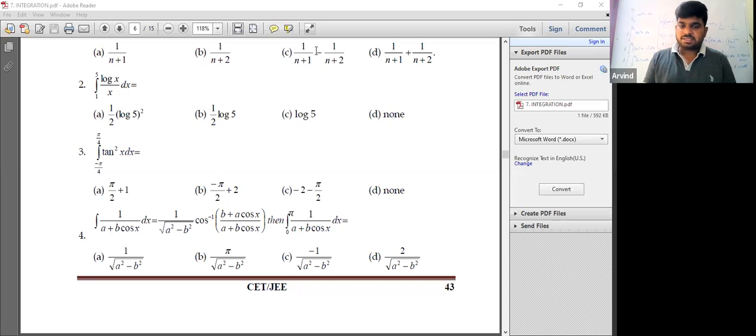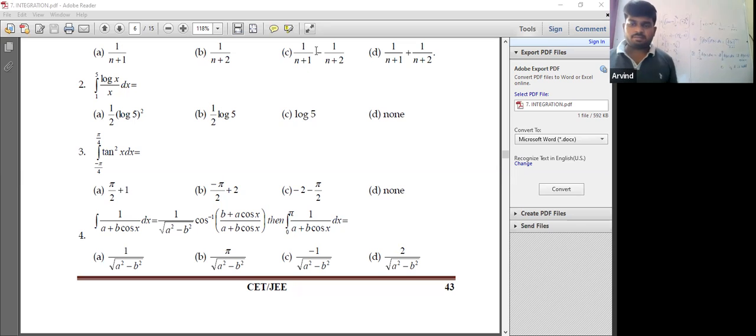Next, what they have done is apply the limits. If you apply the limits for the answer, upper limit is pi, lower limit is 0. If you apply the limits, what will be the answer? Please apply the limits and give me the answer. Upper limit is pi, lower limit is 0. So apply the limits. First apply pi, then lower limit is 0.